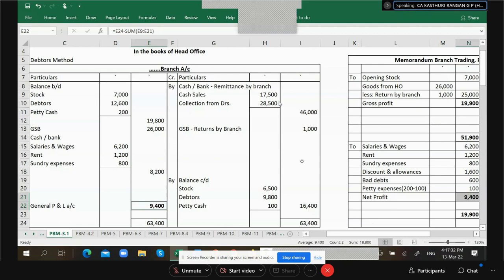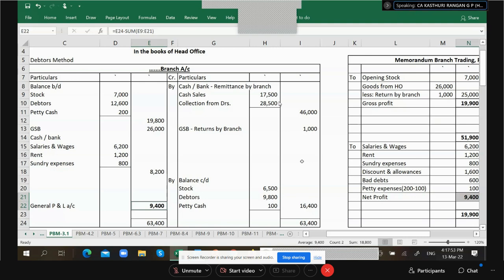Suppose the goods are sent by HO to the branch at invoice price, that is cost plus loading. You'll have to prepare another account called the branch adjustment account. For what purpose should that adjustment account be prepared? To make entries for loading and removal of loading. Why do we have to make entries for removal of loading?